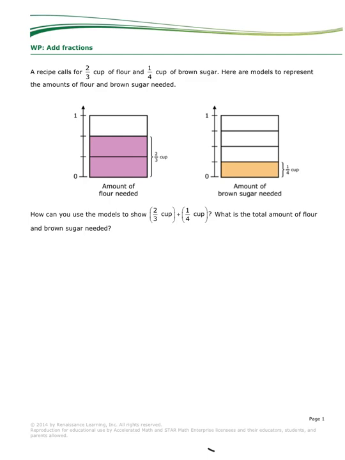A recipe calls for 2/3 cup of flour and 1/4 cup of brown sugar. Here are models to represent the amounts of flour and brown sugar needed. So you can see that the first model that's in purple, that's the flour that's needed for the recipe. And we have 1/3, 2/3 of a cup here.